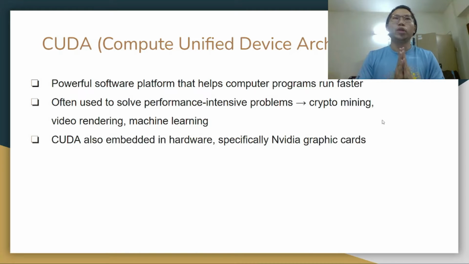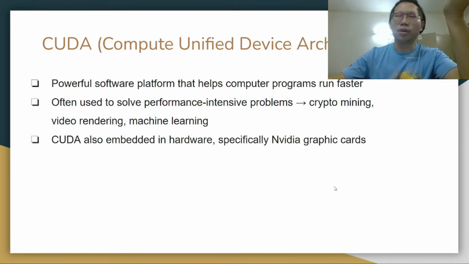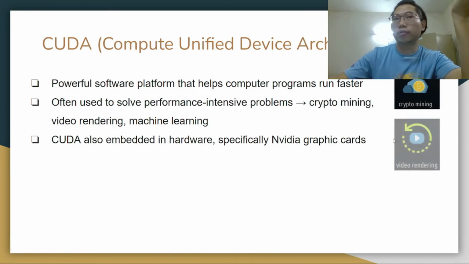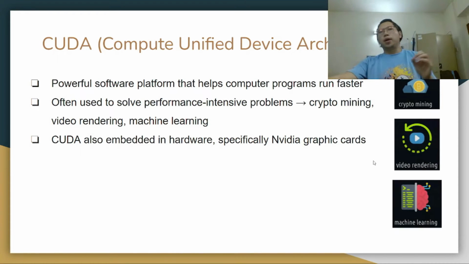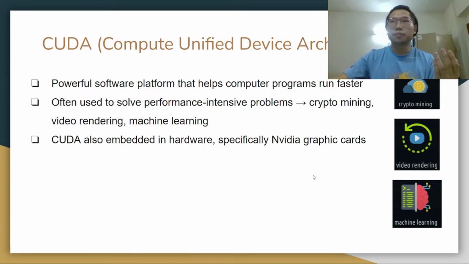CUDA, Compute Unified Device Architecture. CUDA is a very powerful software platform that helps us to run our computer programs faster. It is often used to solve performance-intensive problems such as crypto mining, video rendering, and machine learning. CUDA can be embedded onto hardware, specifically the NVIDIA graphic card.